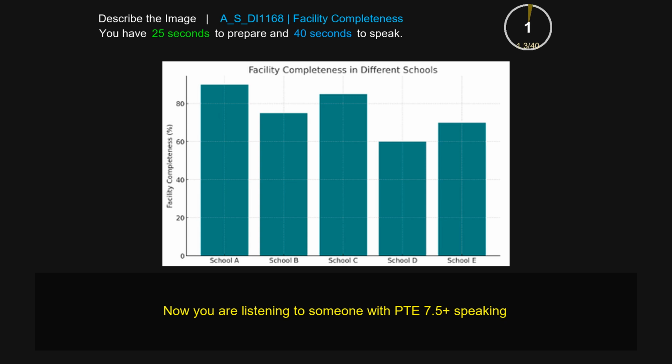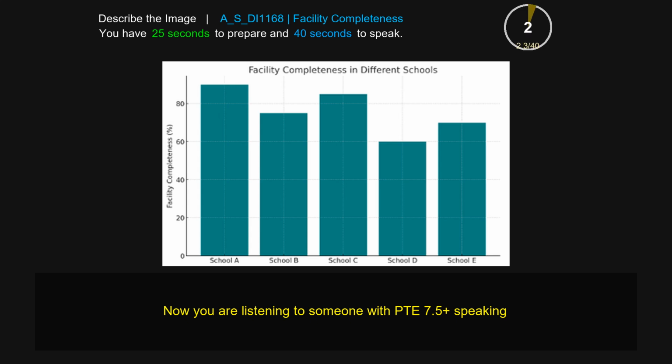The given bar graph gives us the information about facility completeness in different schools. The left axis of the graph gives us the information about the facility completeness, whereas the right axis of the graph gives us the information about different schools. The schools have been discussed from A to E. The highest school percentage goes to school A, whereas the lowest school percentage goes to school D. Overall, it is a very informative image that gives us the information about facility completeness in different schools as well.